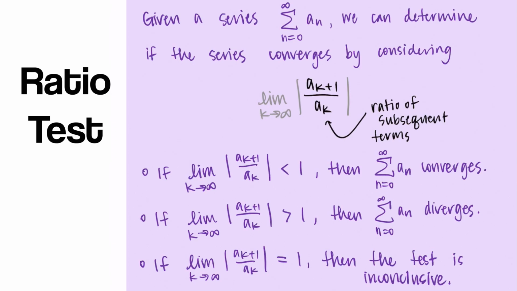It says that given an infinite series, we can determine if it converges by looking at the ratio of subsequent terms. If that ratio is less than 1, then we have convergence. If it's greater than 1, then we have divergence. And if it's equal to 1, then it's inconclusive. Okay, let's work through some examples.